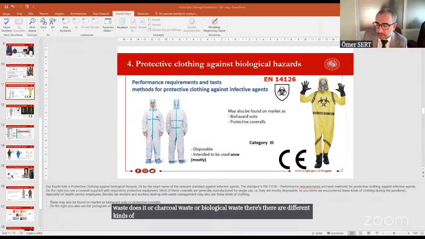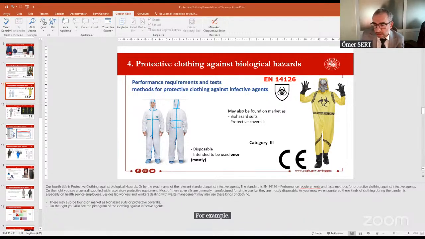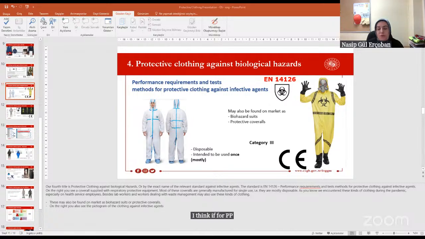Can you write down, please? For example, wastewater is also waste management. The hazards may differ according to the wastes. Which kind of waste? For example, think if it's health PPE, for example, wine use.